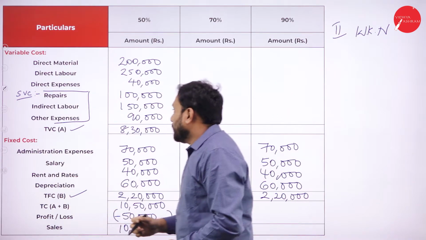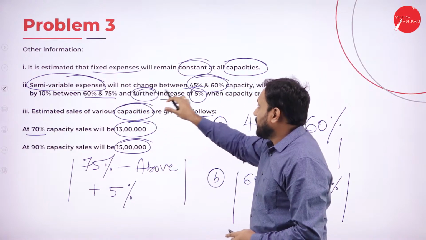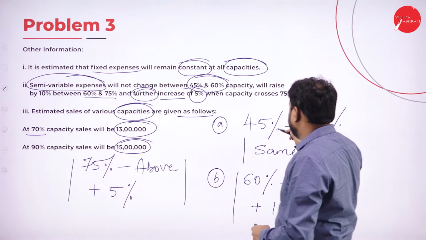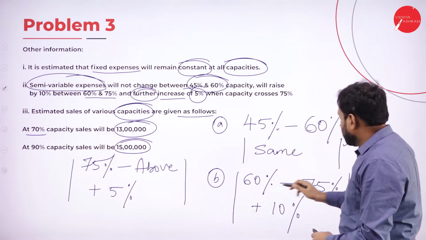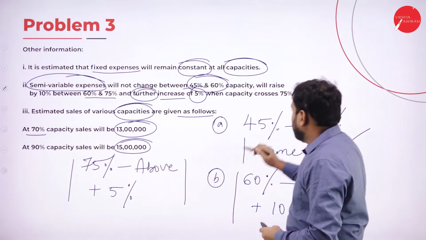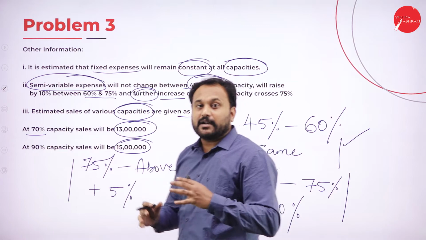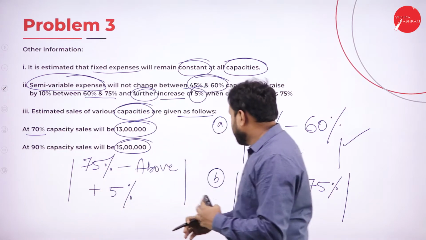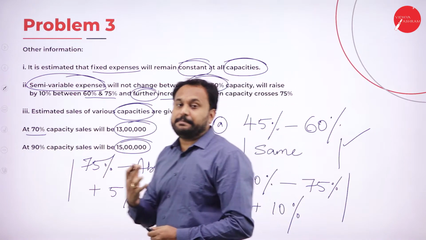Now, they said something else also. Let's go with the adjustment here. Semi-variable expenses will not change between 45 to 60, so we have not changed this. It's done the same. B, 60% to 75%. See here, 45% to 60% is the same, that is the reason we are maintaining the same thing. But for 60% to 75%, they increase by 10%.